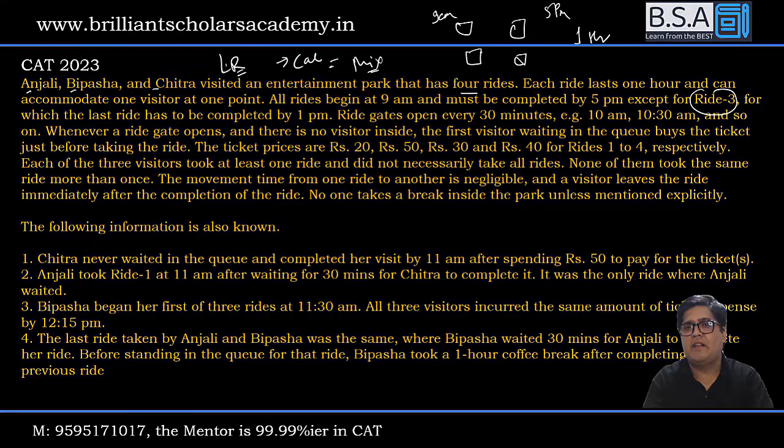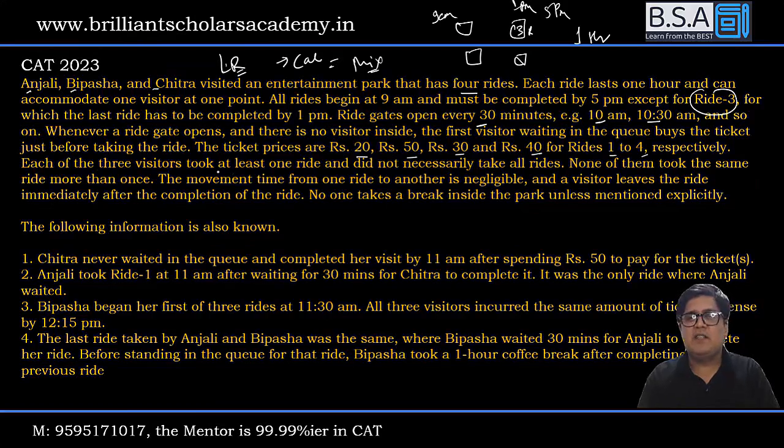Exception, ride 3. There is something called as ride 3. There is exception for which the last ride is at 1 p.m. ये 1 बजे गाड़ी बंद हो जाती है. 1 p.m. it closes down. The ride gates open every 30 minutes. Example, 10 a.m., 10:30 and so on. Whenever a ride gate opens, there is no visitor inside. The first visitor waiting in the queue buys the ticket just before taking the ride. The ticket prices are 20, 50, 30, 40 for ride 1 to ride 4. So price बता रहा है how much money you have to spend respectively and so on.